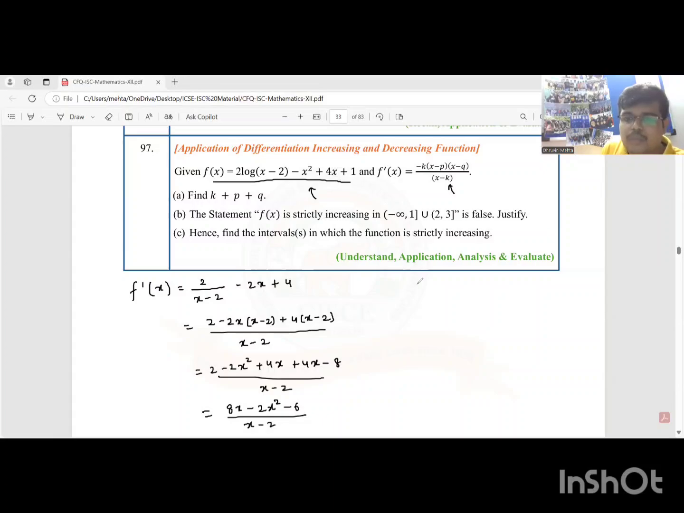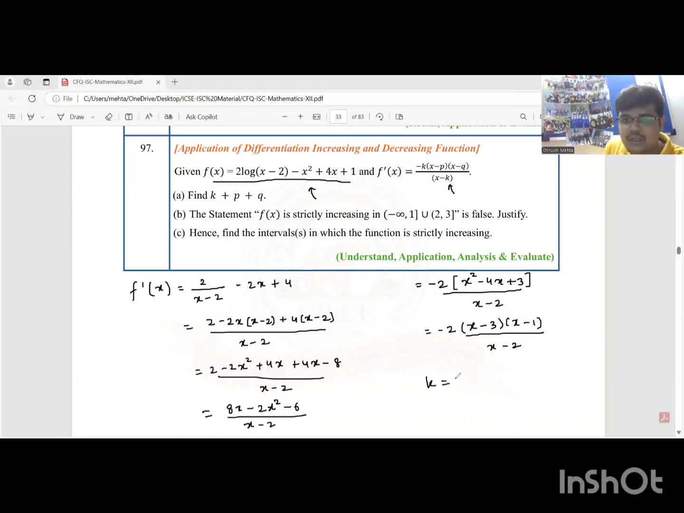Now, what is common over here, students? I can take minus 2 common. So in the bracket, we have x square minus 4x plus 3, the whole upon x minus 2. When you do splitting the middle term, students, we will get x minus 3 and x minus 1, the whole upon x minus 2. And now, students, you have to just compare.